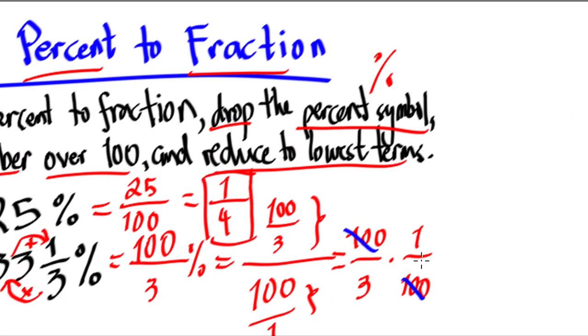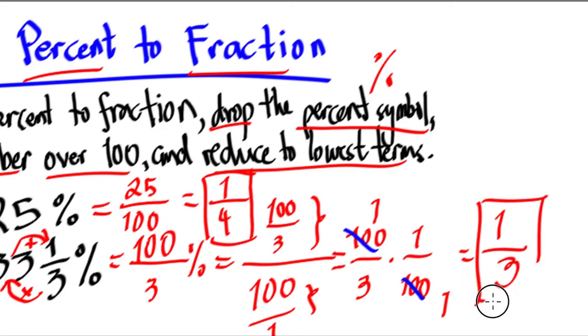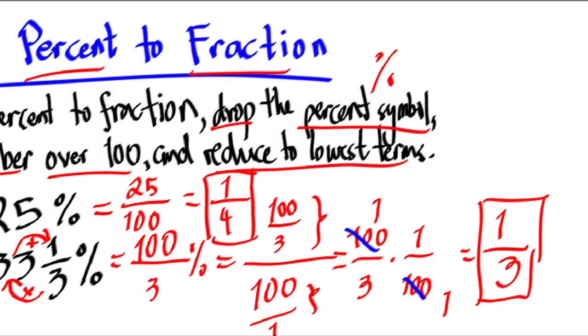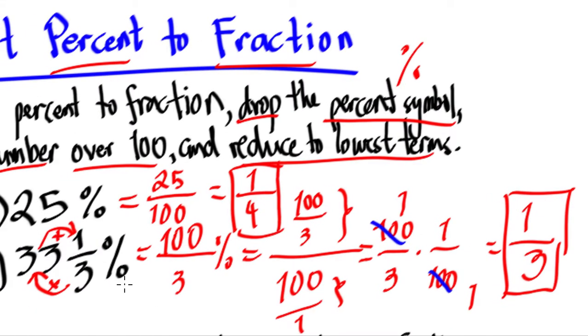Okay, so what do we have then? This becomes 1, this becomes 1. 1 times 1 is 1, and 3 times 1 is just 3. So therefore, 33 and 1/3% is just equivalent to 1/3 in fractions. Okay, so 33 and 1/3% is just equivalent to 1/3 in fractions. Okay, hopefully you got that right.